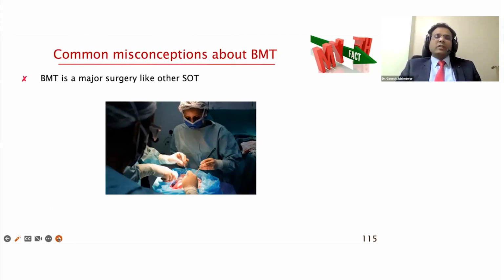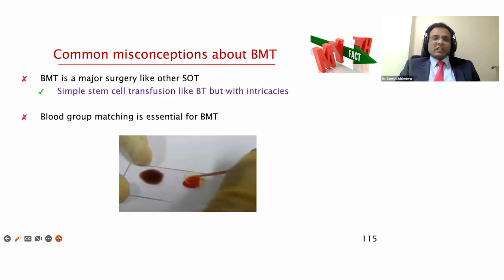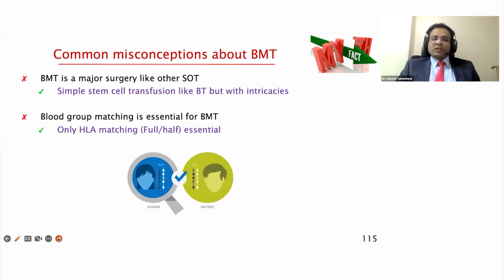Again, common misconceptions for those of the audience who are not hematologists or bone marrow transplanters: bone marrow transplant is not a major surgery like kidney or liver transplant. It is a simple stem cell transfusion like blood transfusion, but it comes with a lot of intricacies and complications. That's why you need a dedicated bone marrow transplanter and a bone marrow transplant unit. Again, blood group matching, I emphasize, is not essential. What is important is HLA gene matching, either full or half.